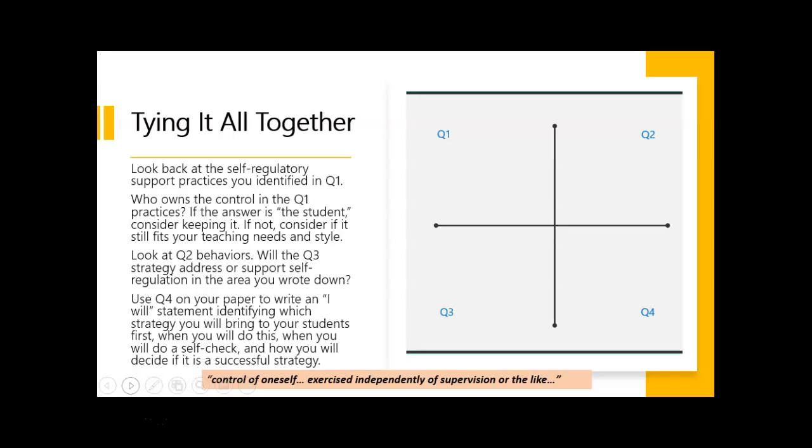And then in quadrant 4, as our wrap up for today, please write an I will statement that identifies which strategy you will bring to your students first, when you will do this, literally putting it on the calendar, when you will do a self-check, and how you will decide if it is a successful strategy. So what indicators will you be looking for to define, yes, this strategy is one that works and I want to keep it in my tool belt?